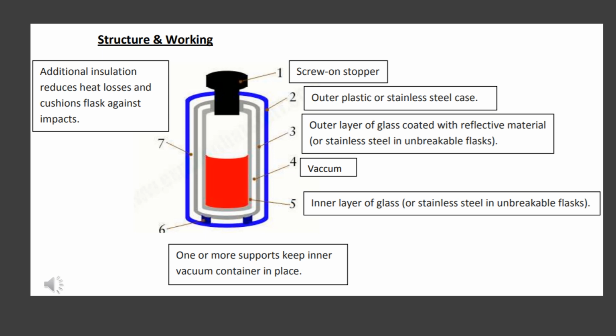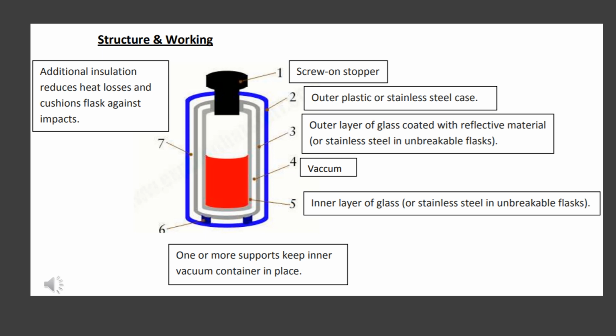We start from number 1, a screw and a stopper. The outside plastic or stainless steel case, usually nowadays we get stainless steel, and the screw or stopper is nothing but the cap of the thermos. The outer layer of glass coated with reflective material or stainless steel in unbreakable flask. So in the earlier days we used to have this glass coating inside, but because it is breakable, nowadays we have stainless steel body inside the flask.